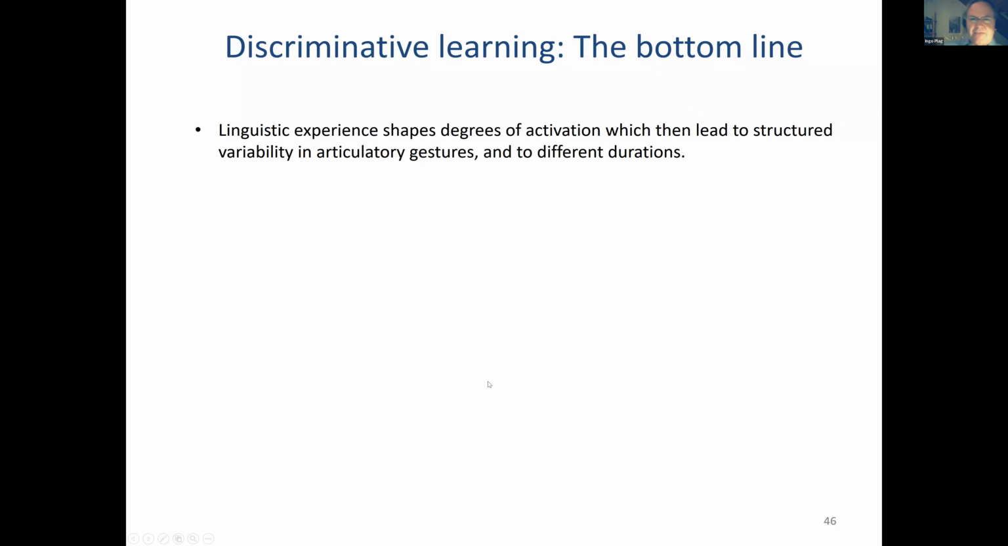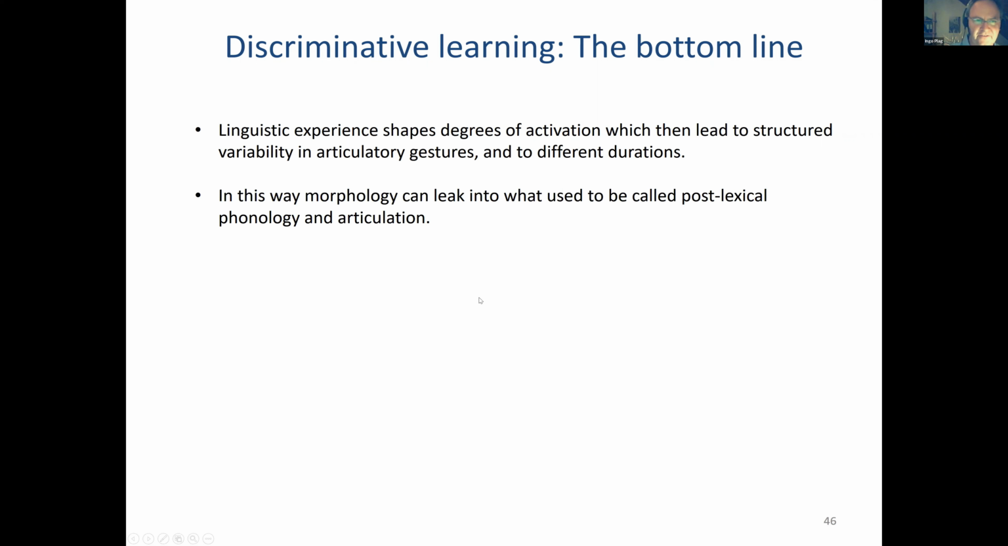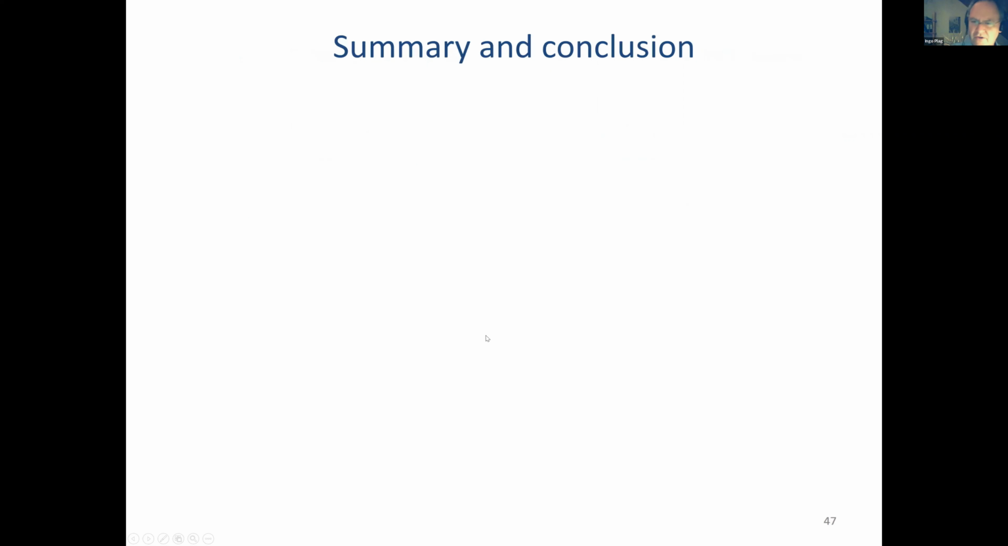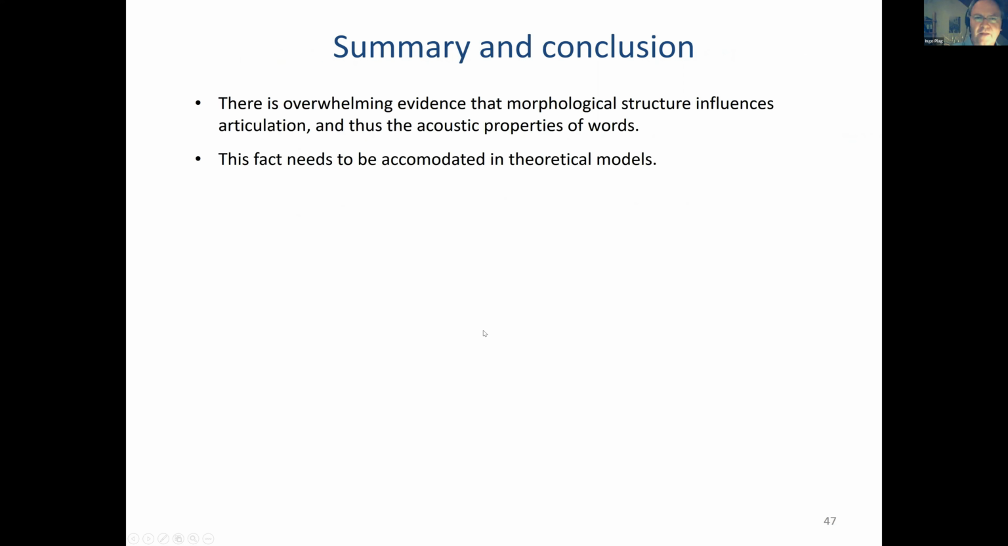Linguistic experience shapes degrees of activation, which then lead to structured variability in articulatory gestures and thus to different durations. And in this way, morphology can leak into what used to be called post-lexical phonology and into articulation. Okay, what do we learn here? There's overwhelming evidence that morphological structure influences articulation and thus the acoustic properties of words. And this fact needs to be accommodated in theoretical models.